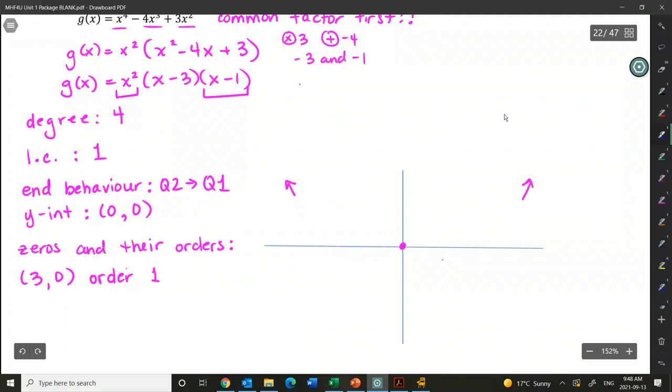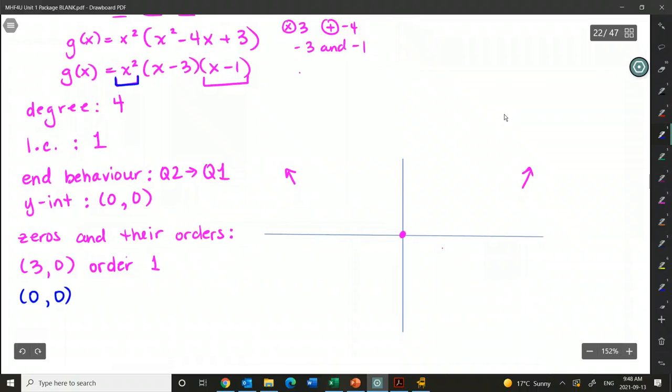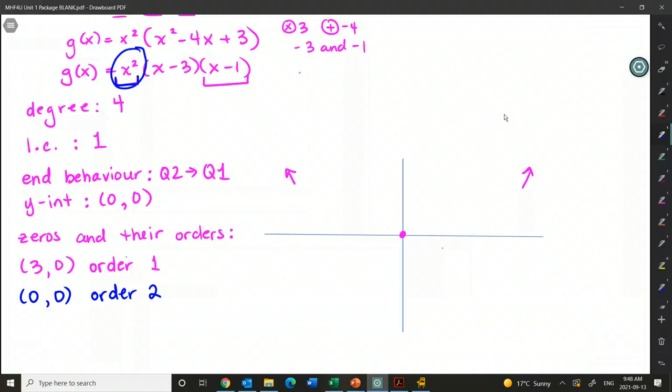What is another one? Bella? There is one at (0, 0) from this. If I just have an x squared, that is a zero at (0, 0). And the order on that is determined by the exponent on that x. So this will be order 2. Okay, the only time we get a zero at (0, 0) is obviously if the y-intercept is (0, 0), and also if we have a single x that's not like x − 1 or x − 5 or x + 5 or whatever. So you'd have to have an x that was common factored out or something like that.